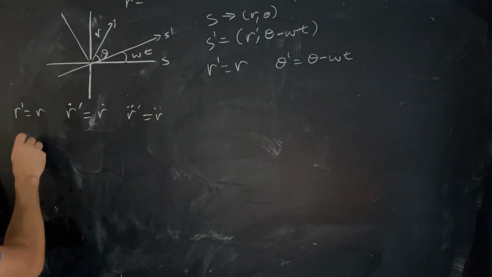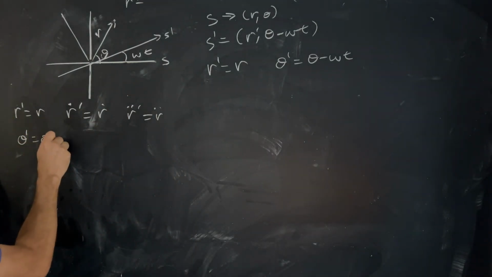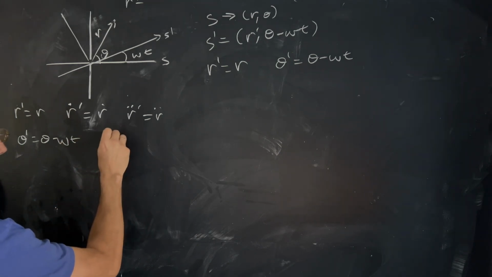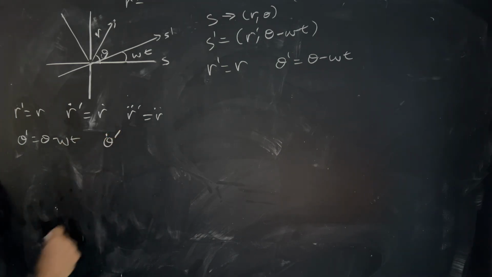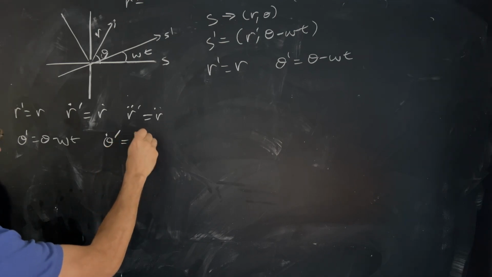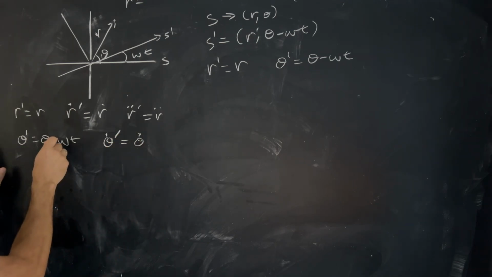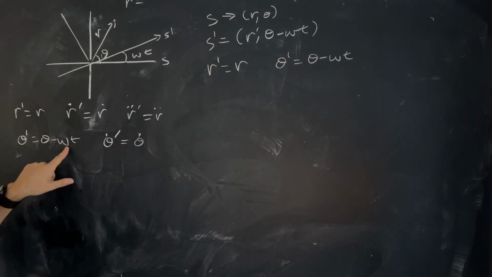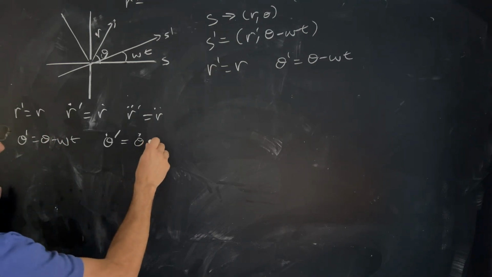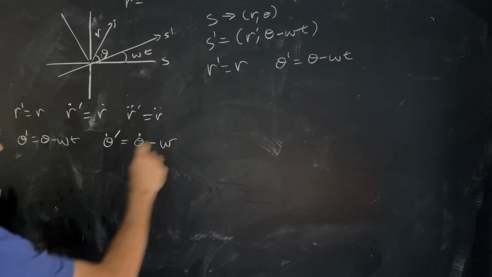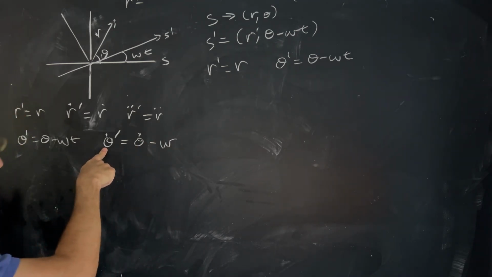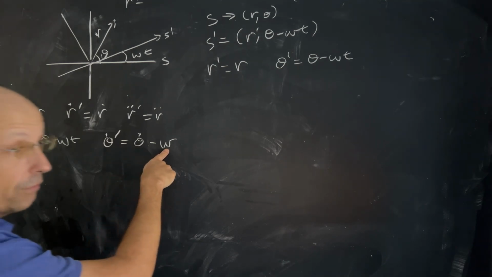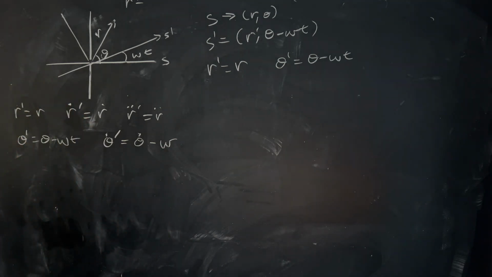Now what about over here? I already said theta prime is theta minus omega t. So if I take the derivative, theta prime dot is equal to theta dot, and then minus omega t. I take the derivative of omega t, so I get minus omega. So this says the angular velocity in the prime frame is the angular velocity in the non-prime frame minus the angular velocity of the frame.